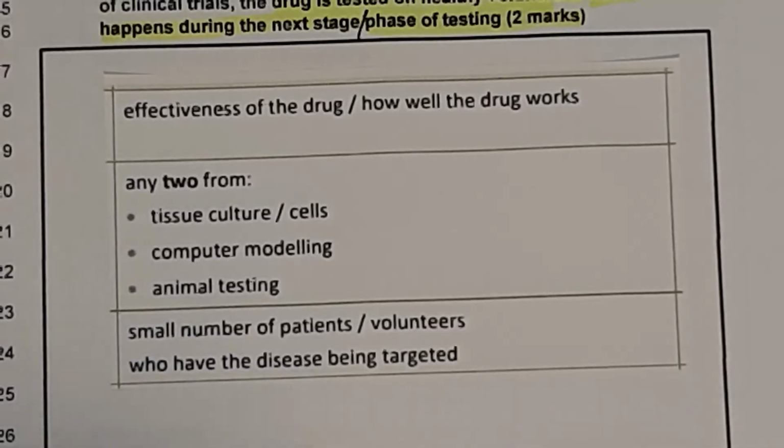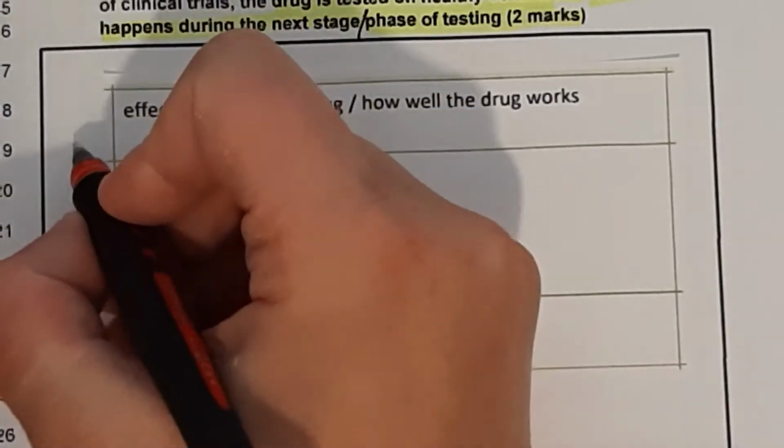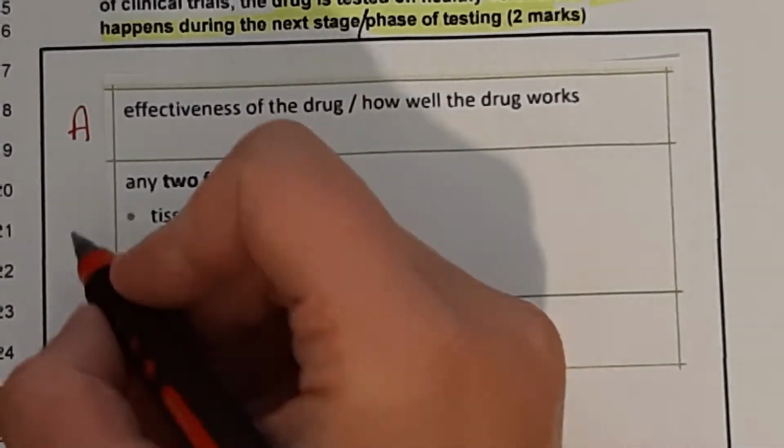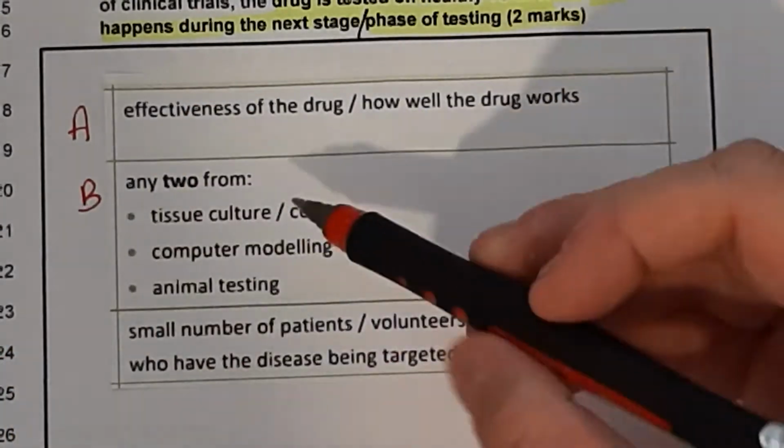Okay, let's go through that. So question A, the effectiveness of the drug or how well the drug works. That's 2 example definitions of efficacy. Part B, so you can have any 2 of the following.